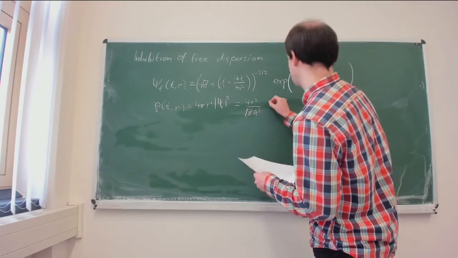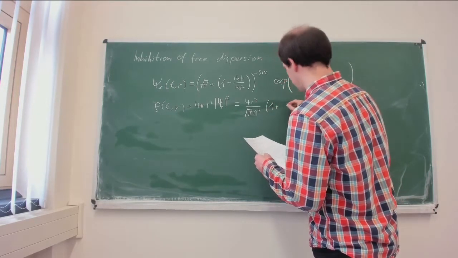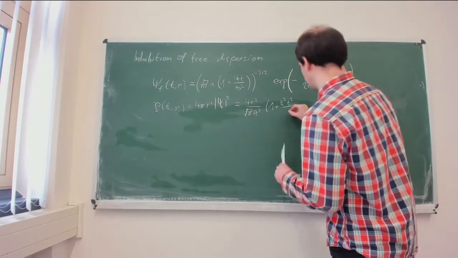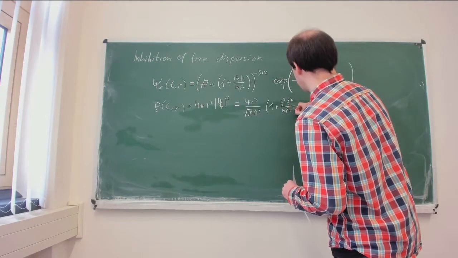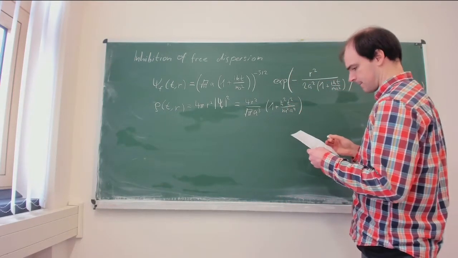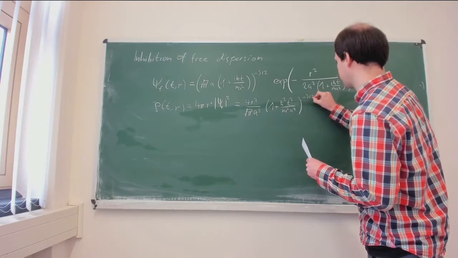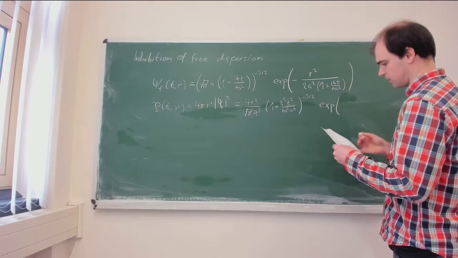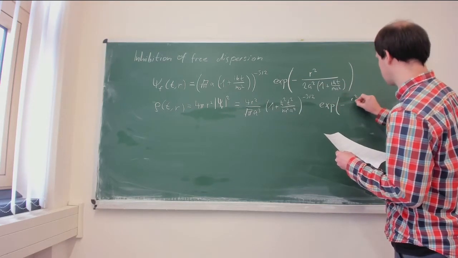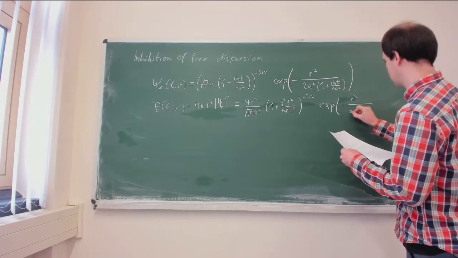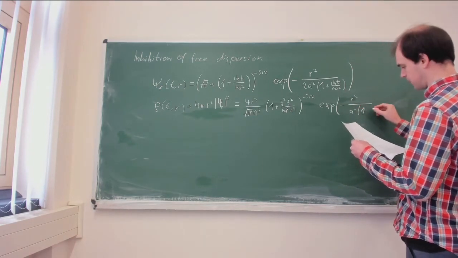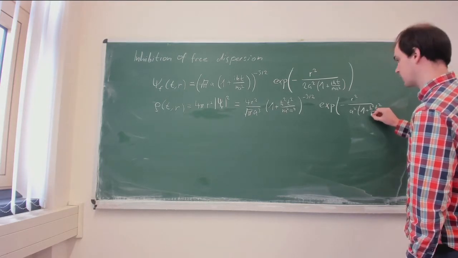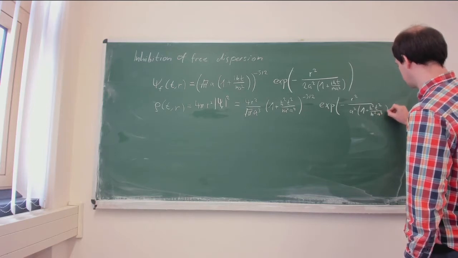And then we find (1 + ħ²t²/(m²a⁴))^(-3/2), and the square of this exponential, so exponential of minus r² divided by a²(1 + ħ²t²/(m²a⁴)).